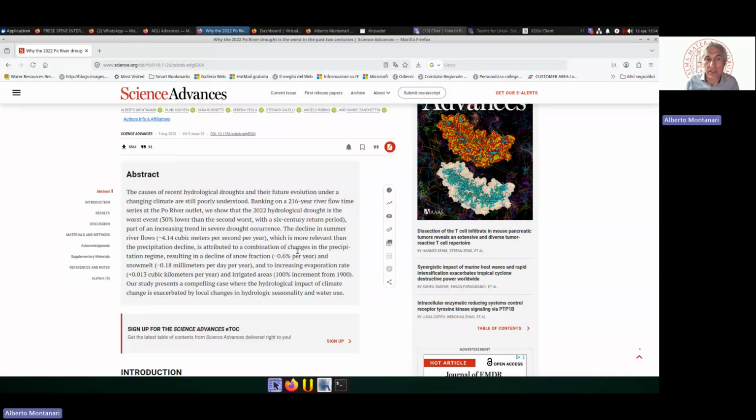Let's look at the parentheses. It is a quantification of the severity of the drought, 30% lower than the second worst. So it means that the 2022 drought is the worst and is 30% lower in terms of river flow than the second worst, with a 6th century return period. This specification is a bit technical. It means that on average, we can expect a drought like that to occur every 600 years.